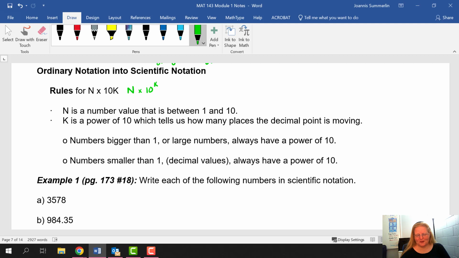Numbers bigger than 1, or large numbers, always have a positive power of 10. Numbers smaller than 1, decimal values, always have a negative power of 10. Positive and negative, they need to be inserted in there.